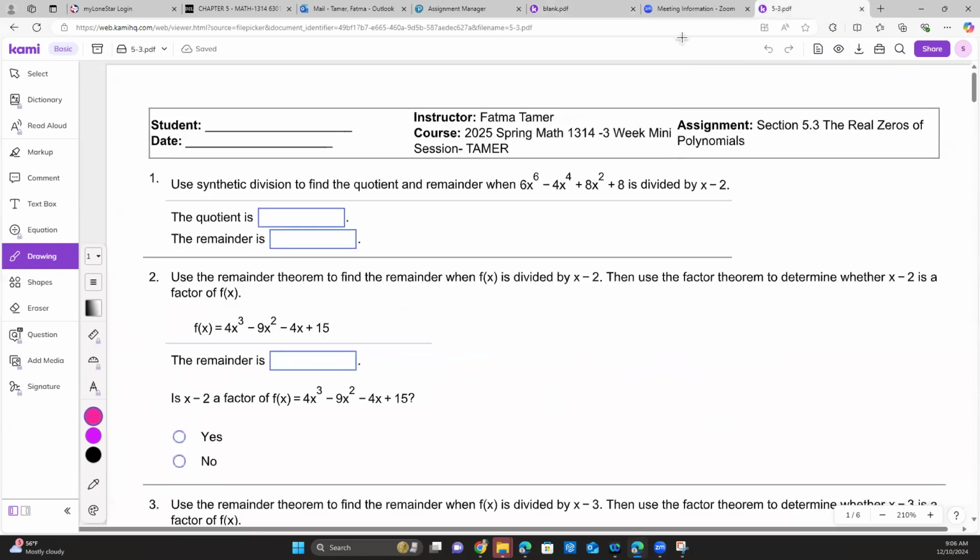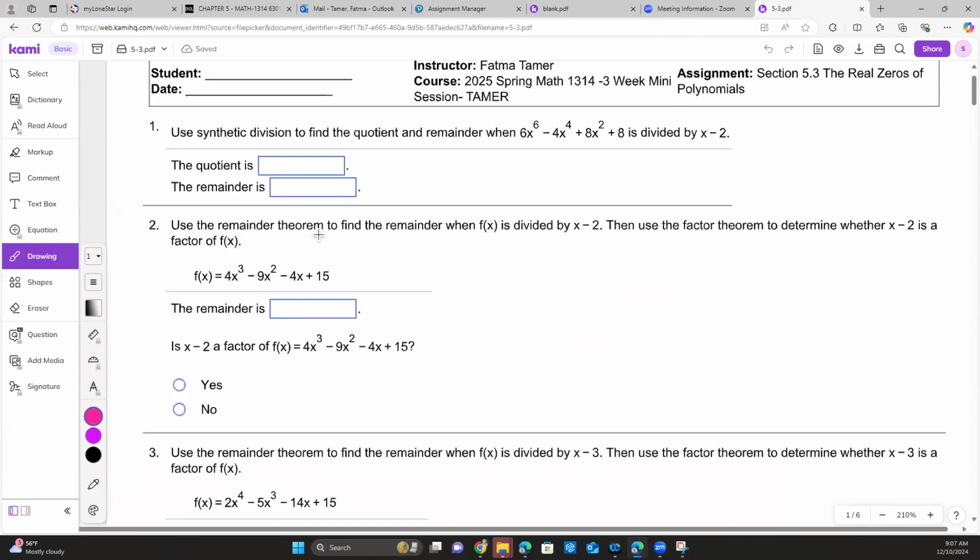So you have a box for quotient and you have a box for remainder. Now question 2 says, use the remainder theorem to find the remainder when f of x is divided by x minus 2. So f of x is given here. We're going to use the remainder theorem to find the remainder when f of x is divided by x minus 2. Then use the factor theorem to determine whether x minus 2 is a factor or not. So we have two theorems here we need to learn.